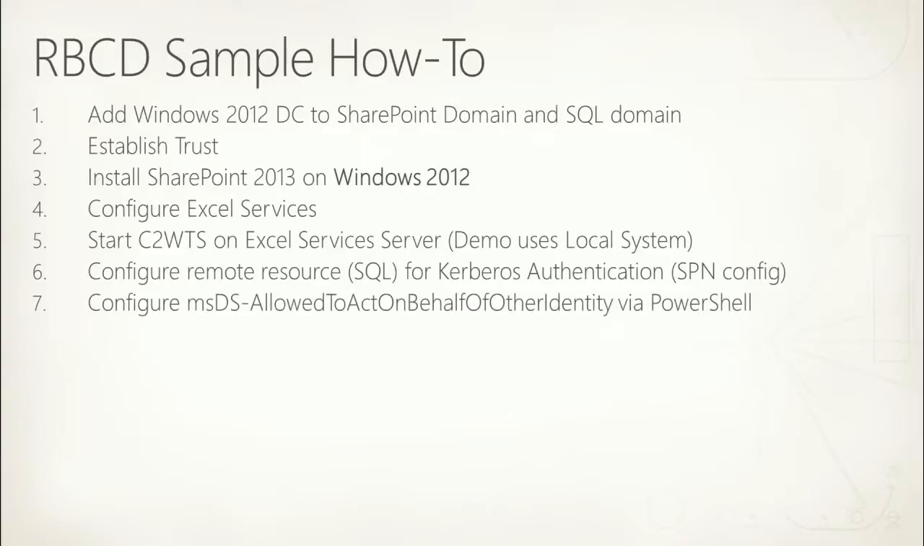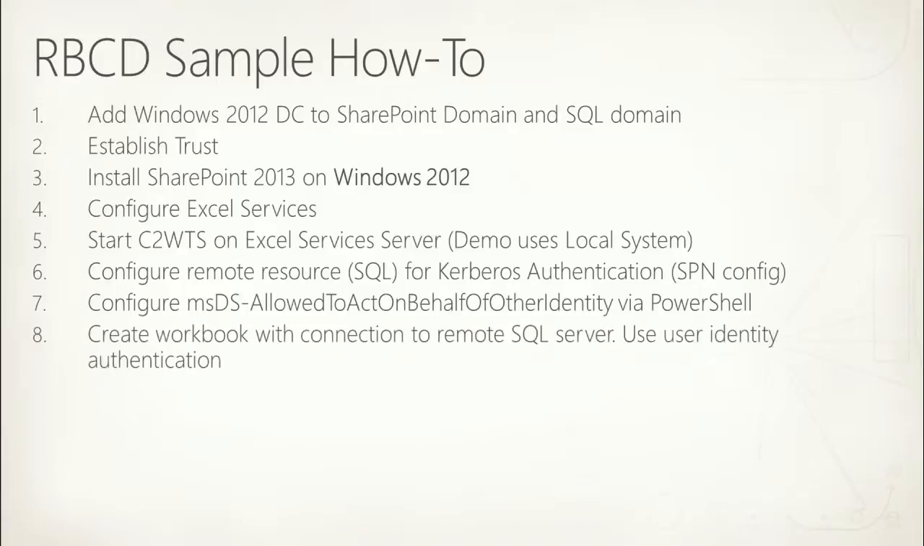I have configured the msDS-AllowedToActOnBehalfOfOtherIdentity attribute via PowerShell. This is really the only way you can configure this, and I'll show you how to do that. I finally then create a workbook with a connection to the remote SQL server. I use the user identity for authentication and a connection, and then test. And if everything's configured correctly, it should work.